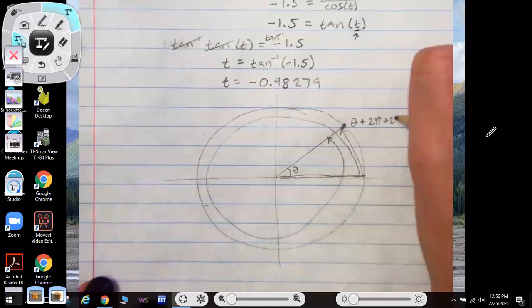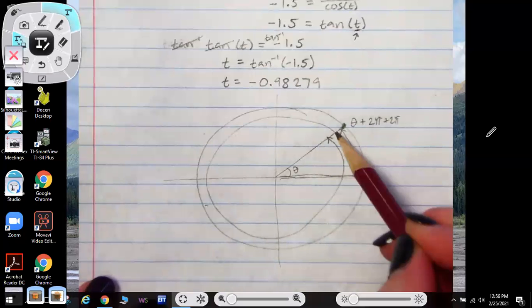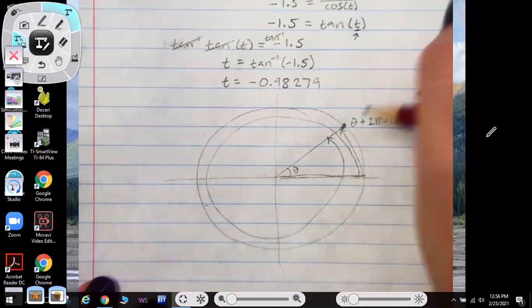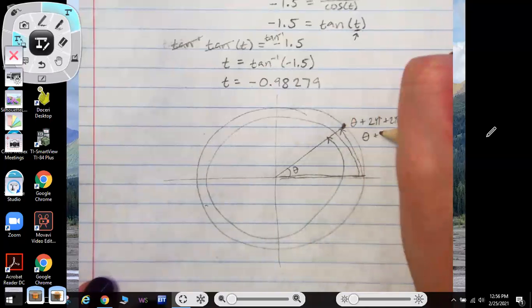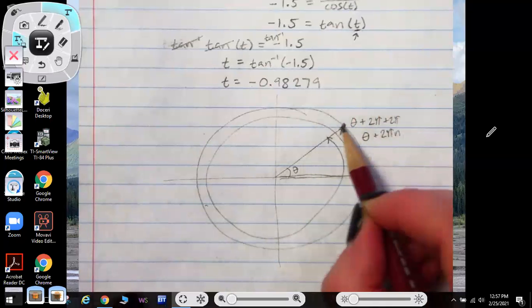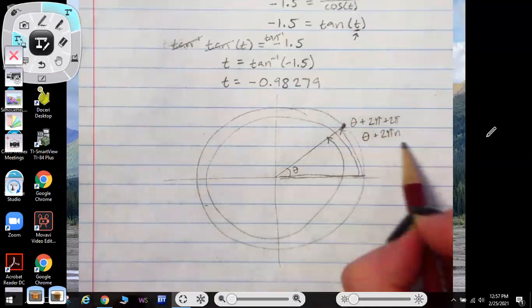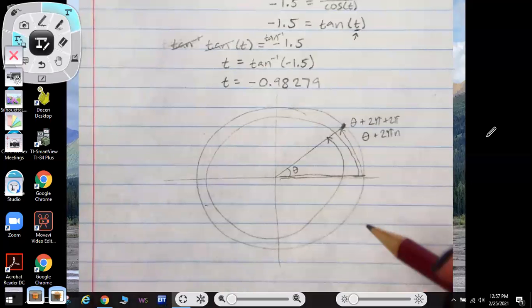Add another rotation. So go around 2 full times and then stop here. So basically we can end up in the same spot by taking some angle measure and adding 2 pi n, where n is 1, 2, 3, 4, however many full rotations, and get the same spot but different angle measures. That's basically what we're going to be doing here. And you can do that with any trig functions, sine, cosine, tangent, all those.